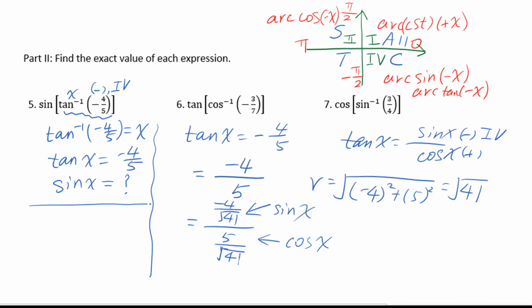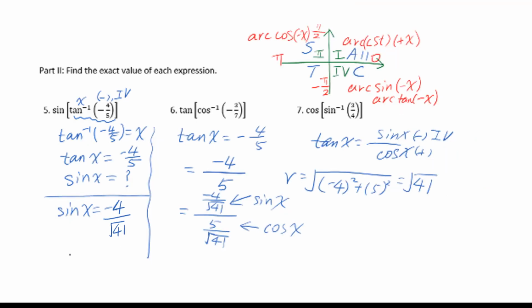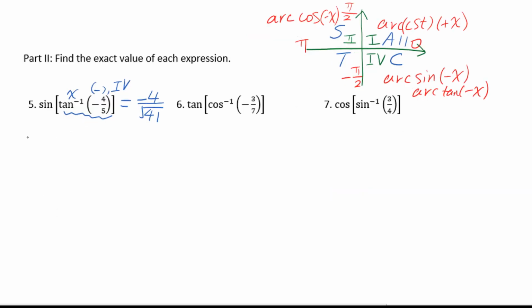So you get sine x equals negative 4 over square root of 41. Simplify. This will be negative 4 square root of 41 over 41. In other words, sine inverse tangent of negative 4 over 5 equals negative 4 over square root of 41, which is negative 4 square root of 41 over 41. Let's go to number 6.